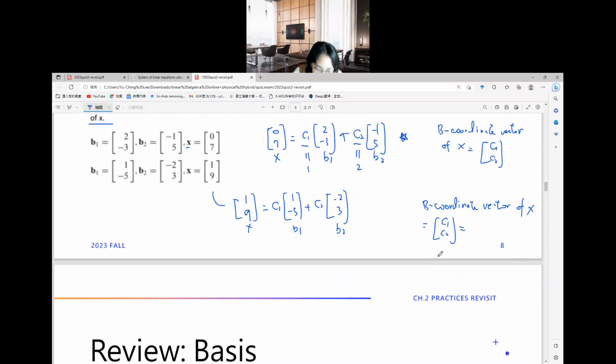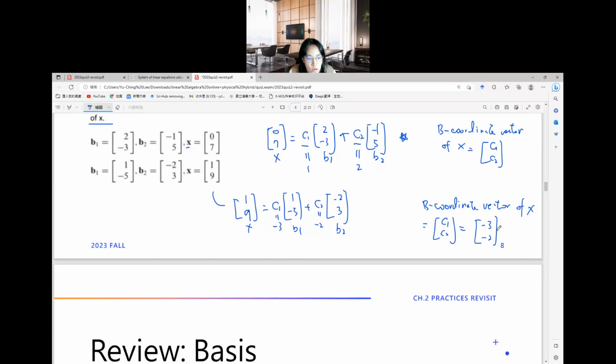And we can double check. With -3 and -2, this is -3 plus -2 times -2, plus 4, so that's equal to 1. And then -3 times -5 equals 15, plus -2 times 3, that is -6, so I have 9. So again, the solution is correct. So I have the B coordinate vector of x being -3 and -2.